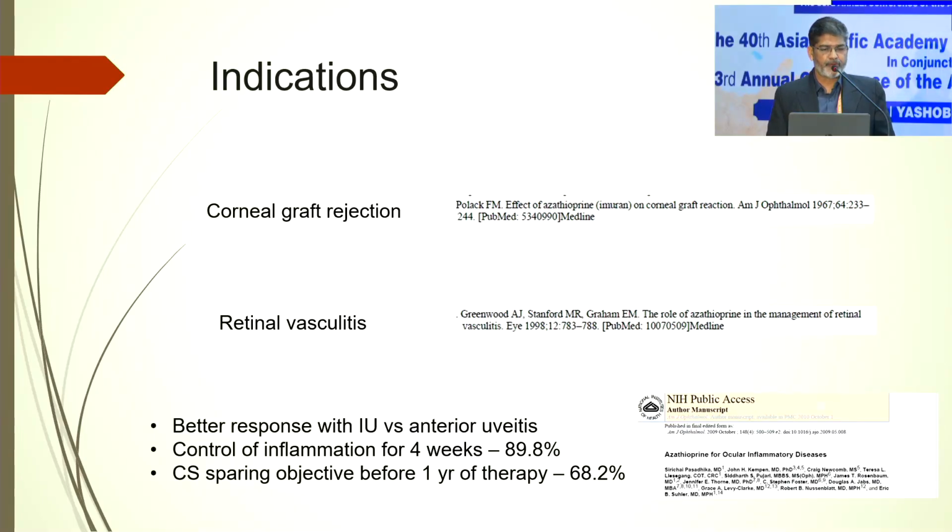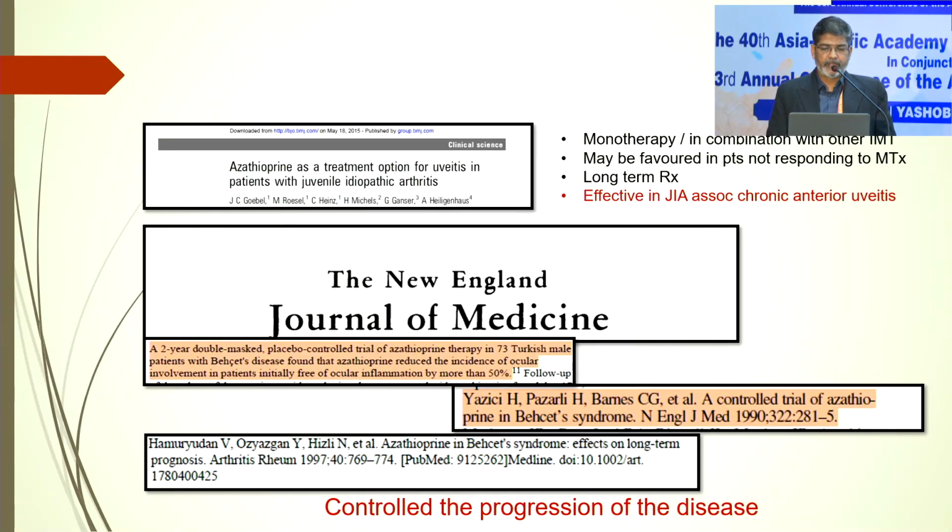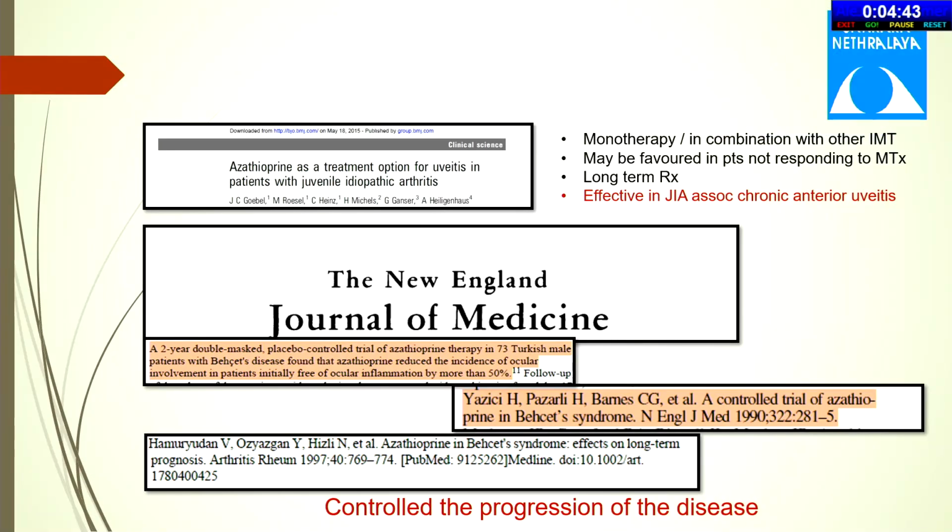So other than the intraocular inflammation, corneal graft rejection is another indication of azathioprine. Most of the studies have shown a good effect of azathioprine following therapy, excepting just one study which was in the 1960s, which said that it is not effective. It has also been used for JIA-associated chronic anterior uveitis, either as a monotherapy or in combination with other immunosuppressives.